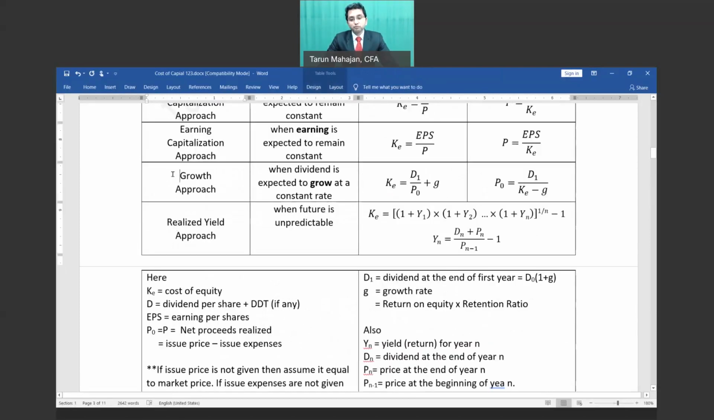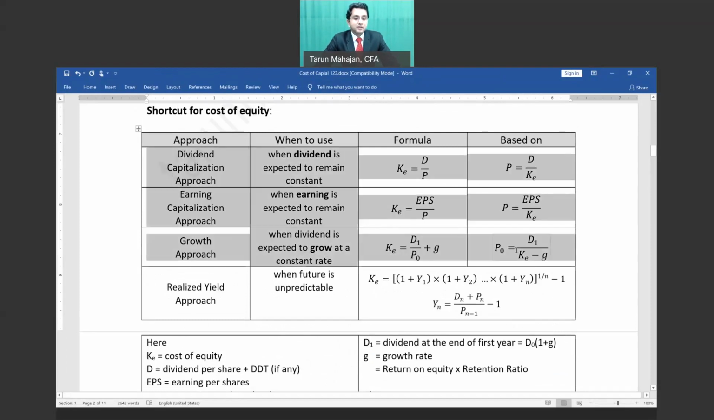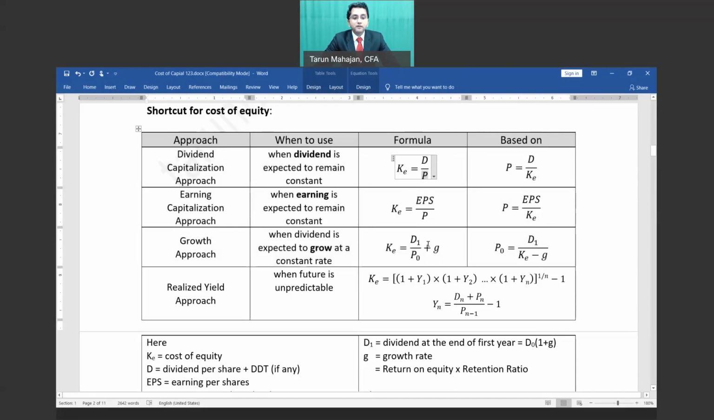As I told you, in this chapter we are doing reverse calculation. We know that value is equal to performance divided by expectation. But if value is given, and performance is given, as a balancing figure we can calculate expectation. So all these formulas are actually not cost calculation formulas. Rather, these are valuation formulas. If a company is expected to give constant dividend in future, in that case, the valuation formula is like this.